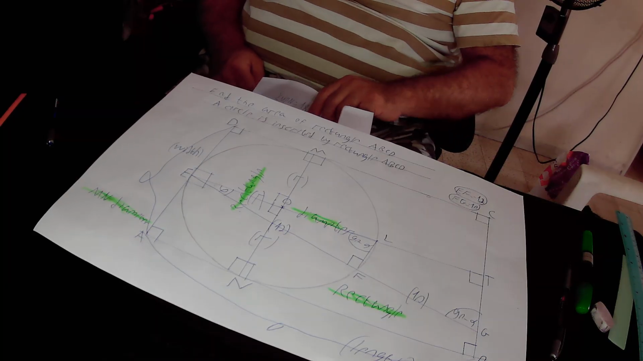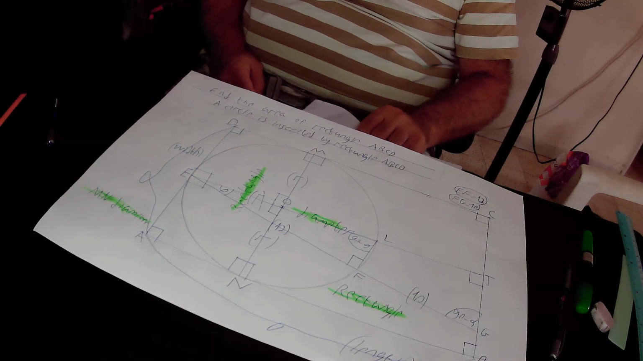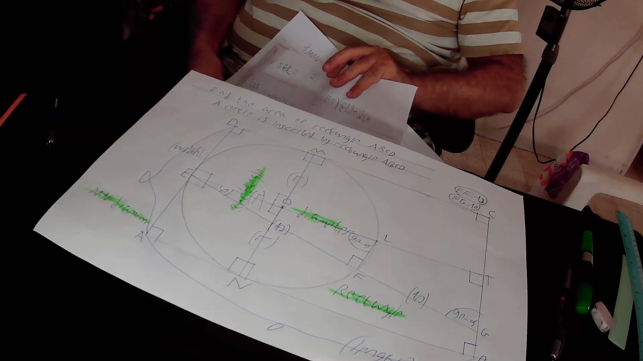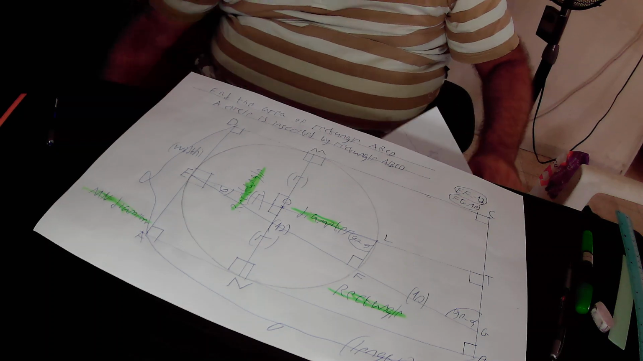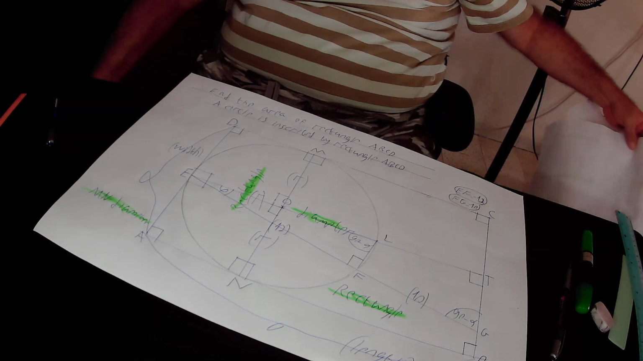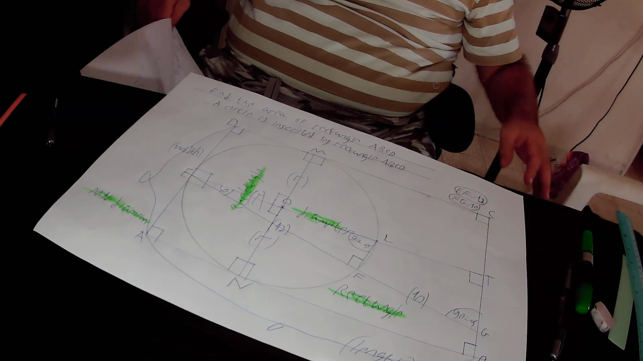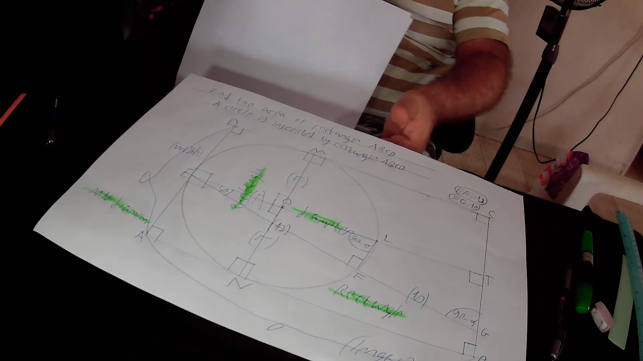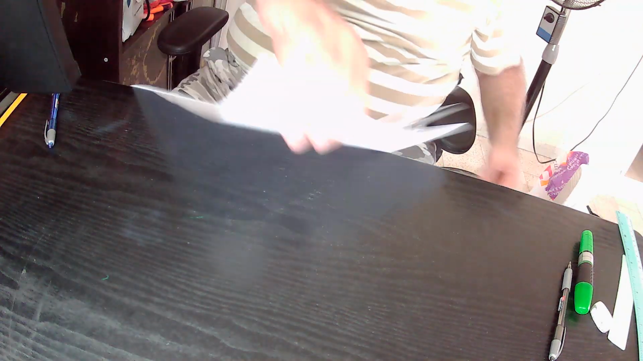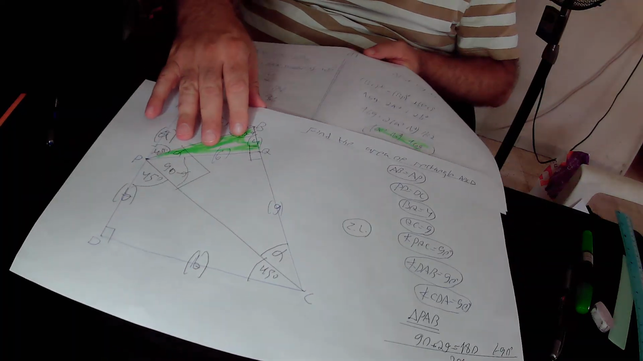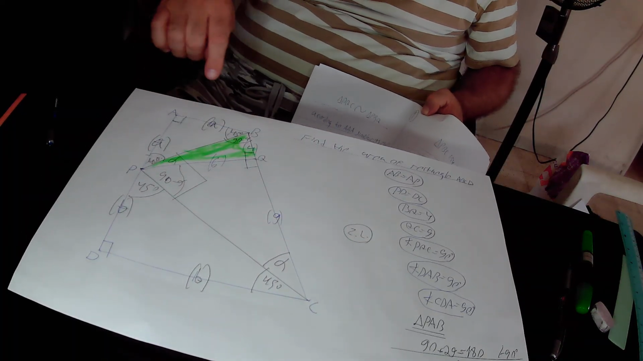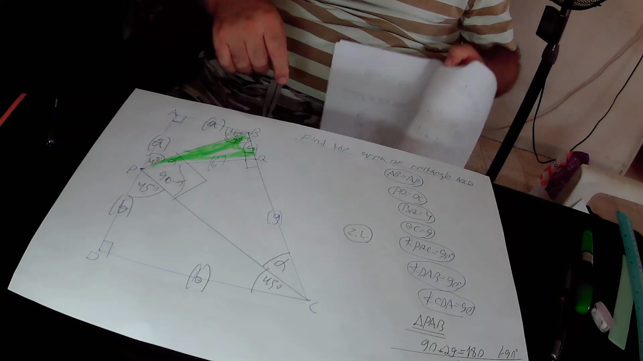In the next step, I presented to you the second question, and you solved the second question of this lecture. In the second question, our task is to find the area of this trapezoid ABCD.